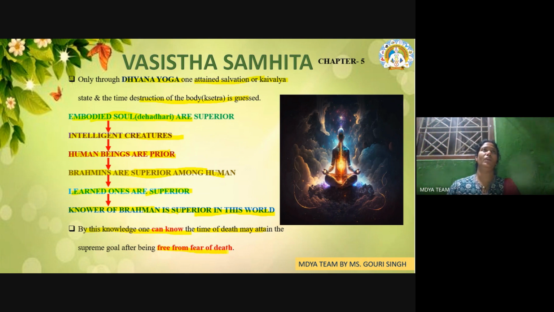It means that by following these things and continuing his sadhana or meditating regularly, he is able to know about the Brahman, and he comes to know the time of death, the kal, and in which way he will die, and he becomes free from the fear of death. After attaining the supreme goal, meaning the kaivalya state, he comes to know the time of his own death, and he also becomes free from the fear of death at that time.